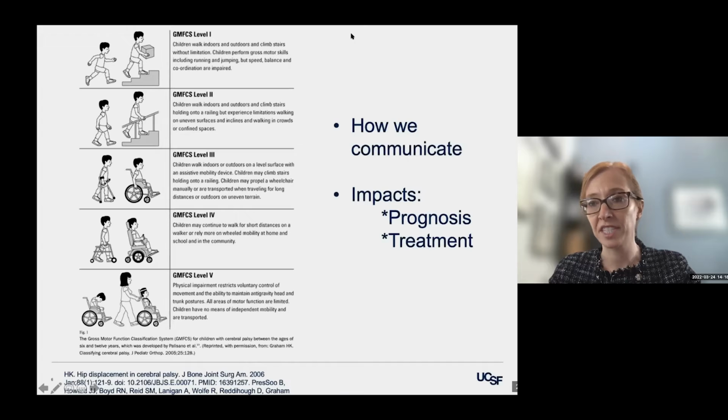And then a GMFCS level 5 is the most severely impaired child, and they lack voluntary control and anti-gravity control of their head. But this is really how we communicate, and it's important because it impacts prognosis and treatment.